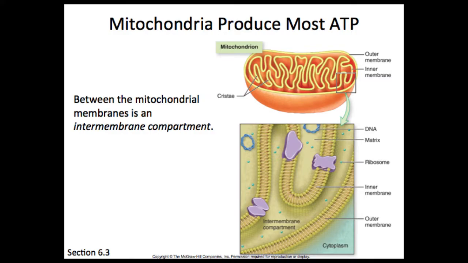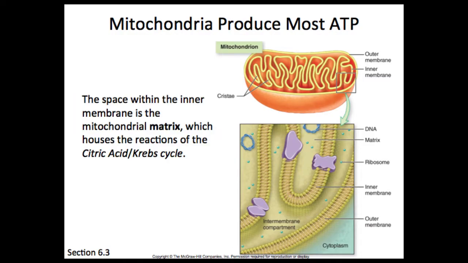Between the mitochondrial membranes is what we refer to as the intermembrane compartment. The space within the inner membrane is this mitochondrial matrix. And this matrix is essential because it is the place where the reactions of the citric acid cycle will occur. Another name for the citric acid cycle is the Krebs cycle.